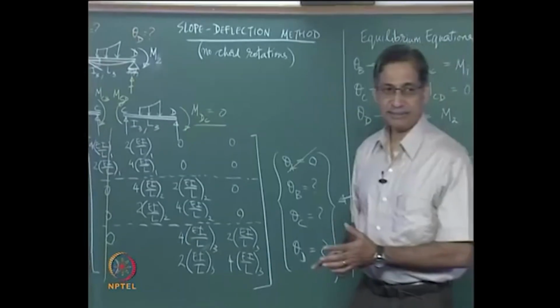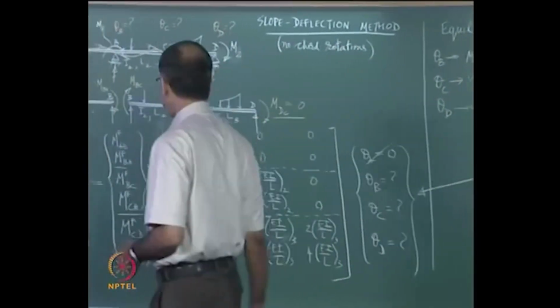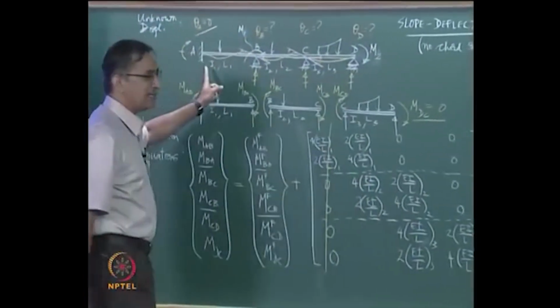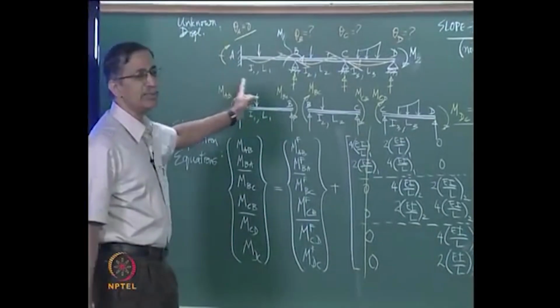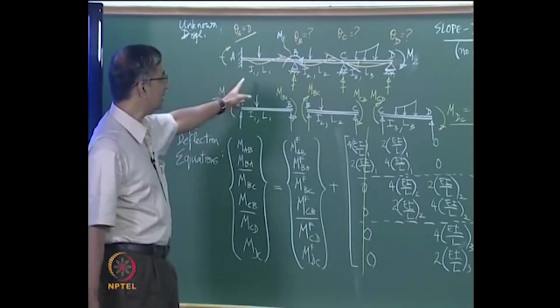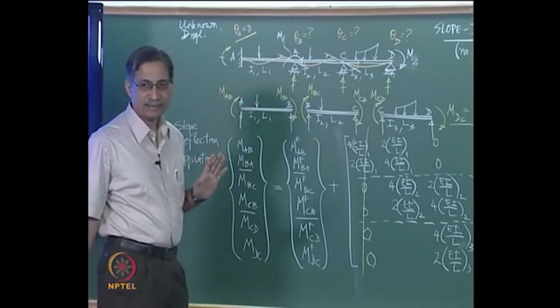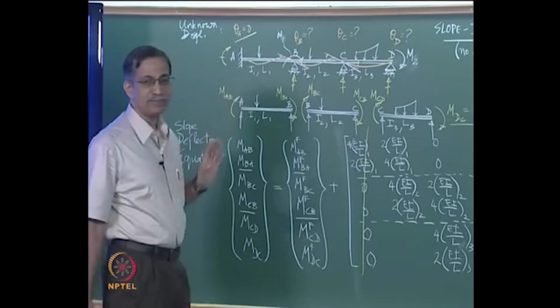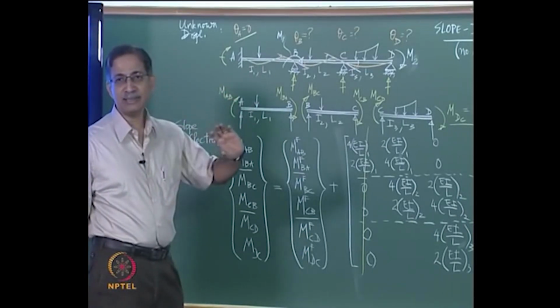But before we continue, I'd like you to see this big picture on this board. Here I've shown a typical continuous beam. In this particular example, you have 3 spans. All the beam segments are prismatic. They have constant EI.